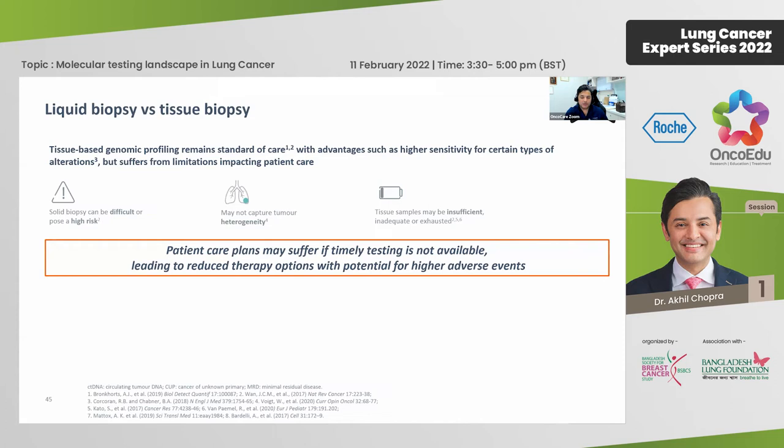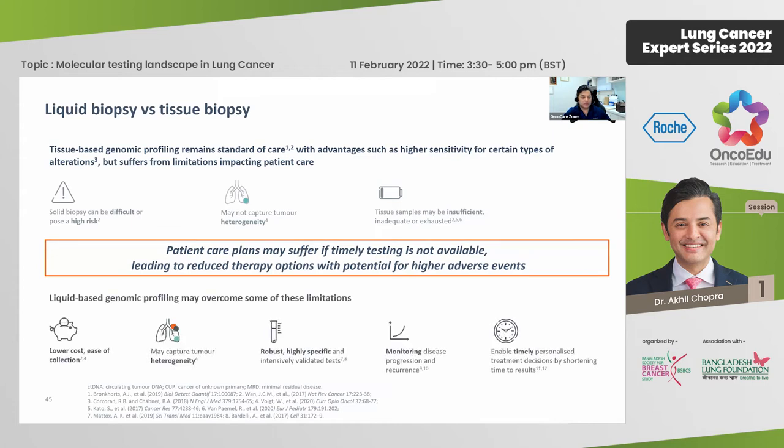And as I mentioned before, after doing initial H&E staining and IHC staining, you may just not have enough tissue left to do a comprehensive genomic profiling, whereas a blood test is always easily available. And that's where the liquid biopsy is very beneficial. The cost of liquid biopsy also has been coming down. As I said, it's quite easy to collect a sample. The tubes now are developed for preservation of the DNA in the blood sample. It may capture tumor heterogeneity, which I will expand on further in the next few slides.